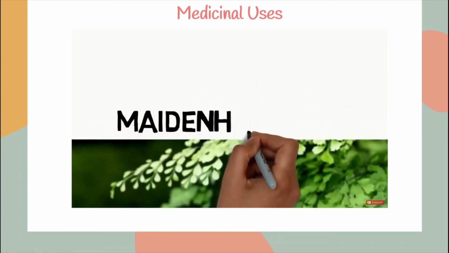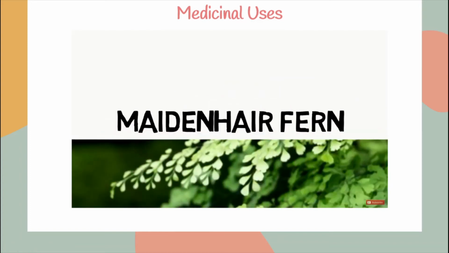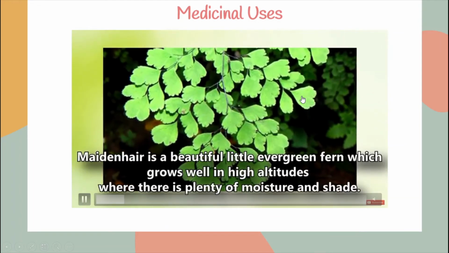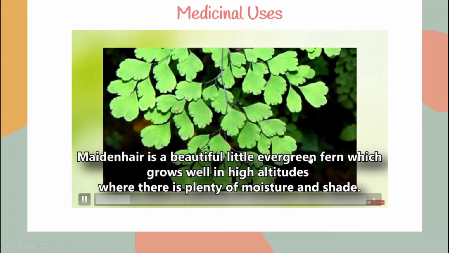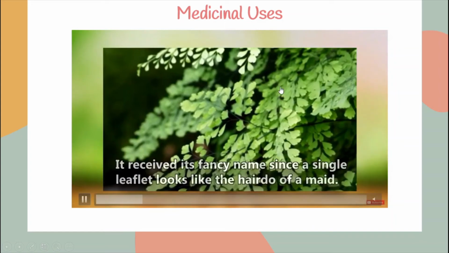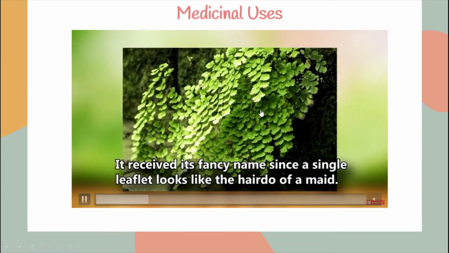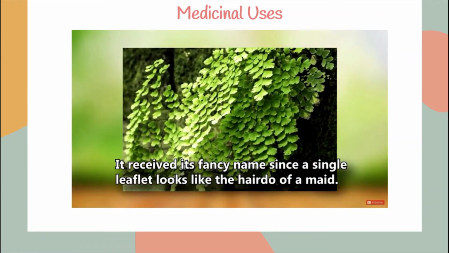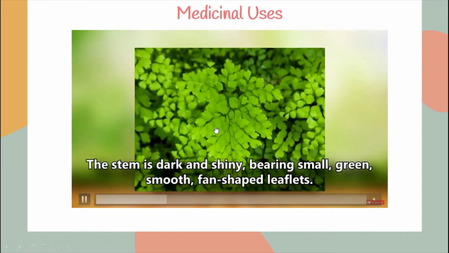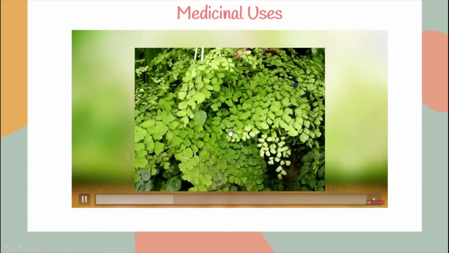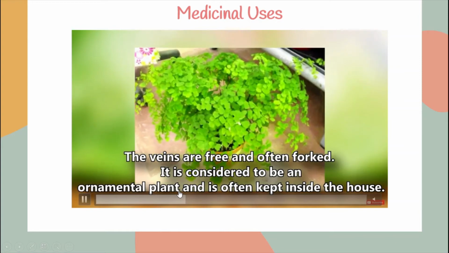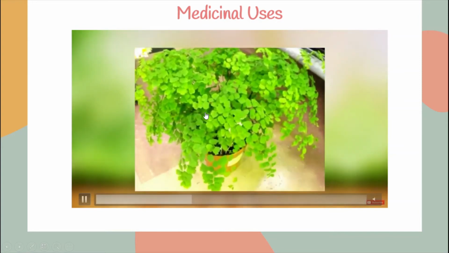In the video, we're going to talk about the maidenhair fern, which is very beautiful. As you can see here, it is a beautiful little evergreen fern which grows at high altitudes with moisture and shade. This fern may look like an ordinary fern, but it has very large uses in medicine. Because it's beautiful, it's also considered an ornamental plant and is often kept inside the house.